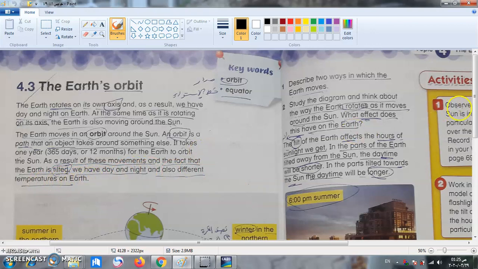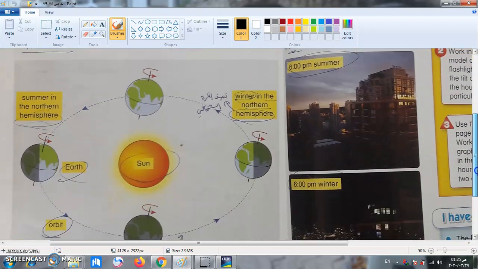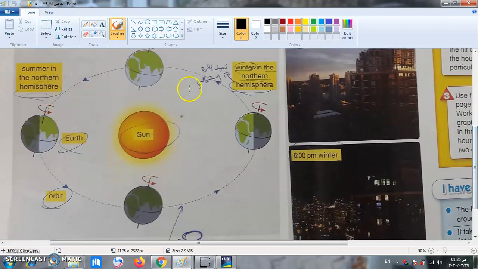Okay, so if you look here to the orbit of the earth, that the earth goes around the sun. This is the orbit, as we said. Okay, and the arrows, as you can see, it moves like this. So this is the sun, and the earth moves in this orbit around what? Around the sun. Okay, so he said here, winter in the northern hemisphere. الشتاء في نصف الكرة الشمالي. Again, say after me. Winter in the what? Northern hemisphere. Northern hemisphere. نصف الكرة الشمالي.